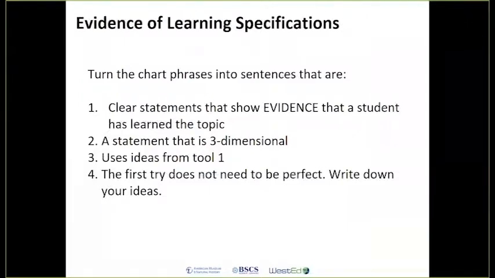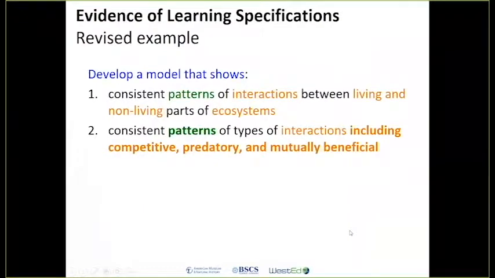I also want to make sure that my statement is three-dimensional. I've used all of my ideas from Tool 1. And like I showed you that first try, I said it wasn't a perfect statement, but I just wrote down my ideas, something on paper. And this is a little bit more of a revised model. So I'm going to have my students develop a model that shows consistent patterns of interactions between living and non-living parts of an ecosystem.